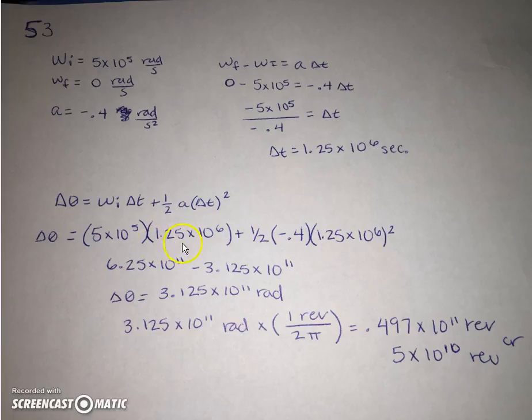So you solve this part and you get 6.25 times 10 to the 11th. You solve this part and you get minus 3.125 times 10 to the 11th. The change in radians comes out to be 3.125 times 10 to the 11th radians, and then to get that into revolutions, you multiply that by 1 revolution over 2 pi radians, so that way the radians cancel and you're just left with revolutions, which is equal to 0.497 times 10 to the 11th revolutions, or 5 times 10 to the 10th revolutions.